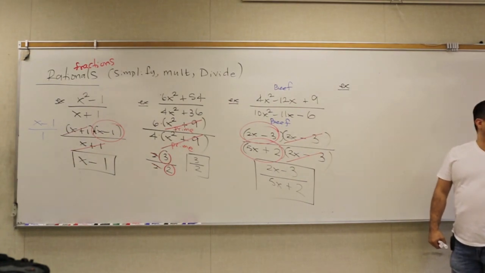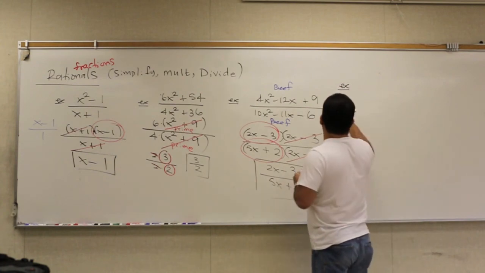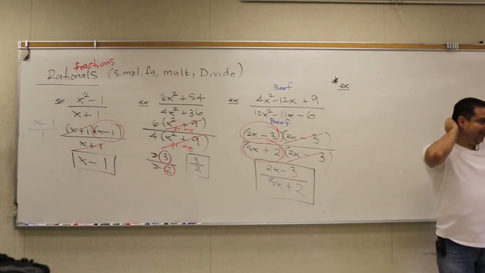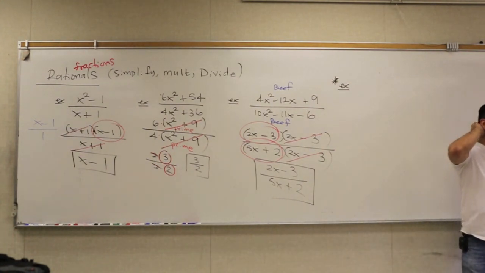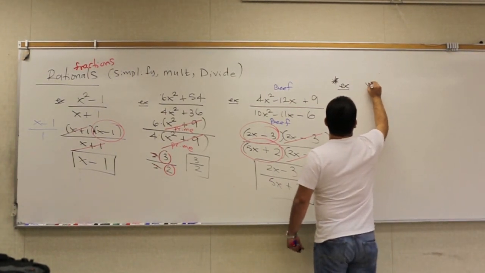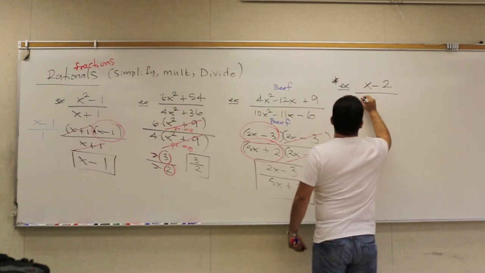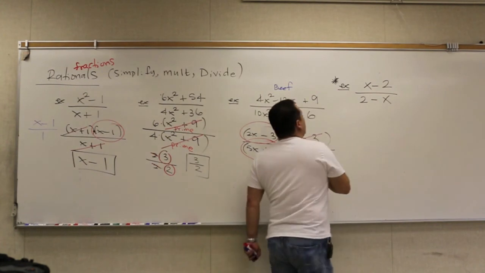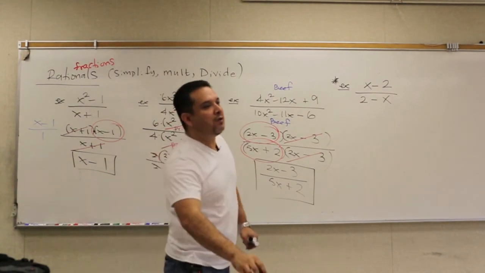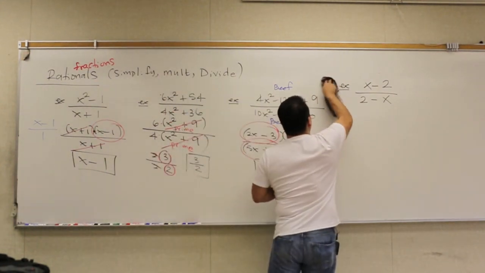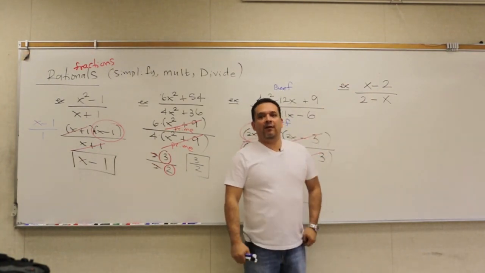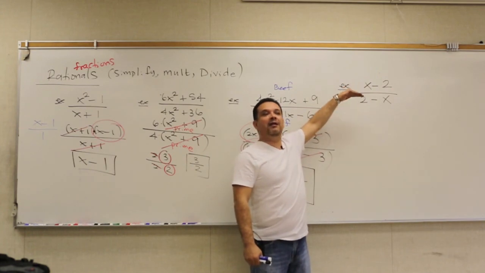Okay, you guys ready? I'm going to put an asterisk around this one. It's important. This one's kind of interesting. If you had x minus 2 over 2 minus x, this is a very special problem. It shows up every so often out of the blue. You got to have this one under your belt. This is like a curveball. You got to be able to hit the curve. You have to identify it when you see it.